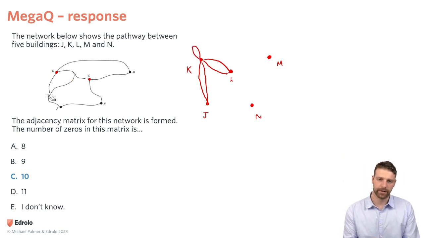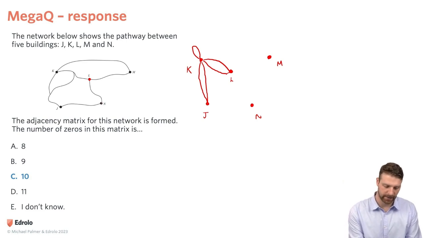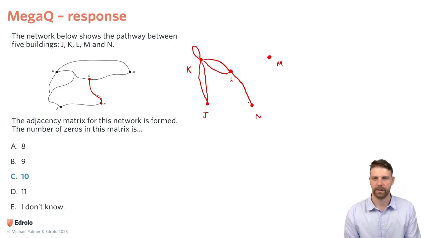Now let's pick some different vertices. Let's try and figure out the connections between L and N, perhaps. So it looks like there's just 1 there. I don't think I can get there without passing through some other vertex. So there's just 1 connection between L and N. And that's sort of how you know how many paths you have.